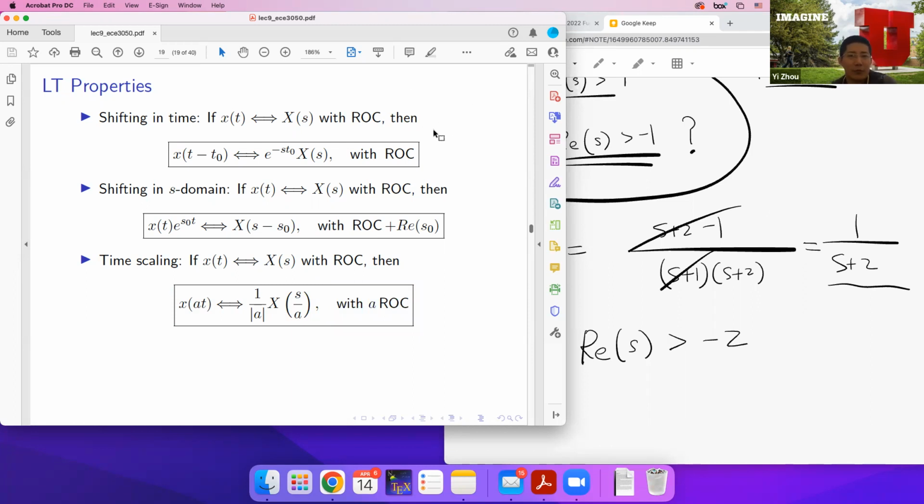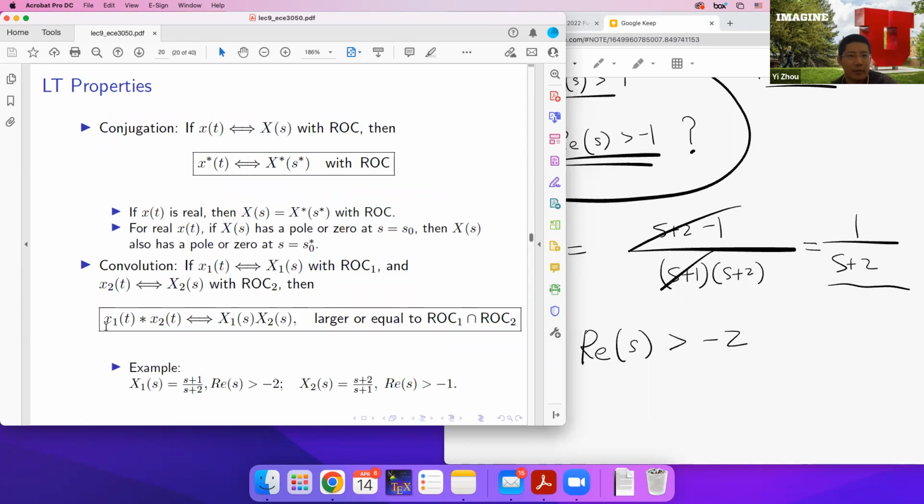So all you have to pay attention to is, again, the possible change of the region of convergence, because all the other formulas are exactly the same as what we have in the Fourier transform. And this is conjugation. Well, it's the same as Fourier transform. And this convolution is probably the most important one. So if we have two signals and their corresponding Laplace transforms, as well as the corresponding regions of convergence, suppose these are given, and then consider their convolution.